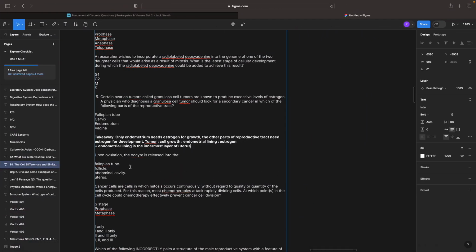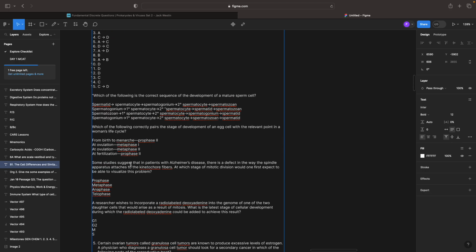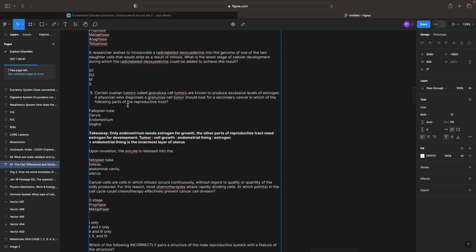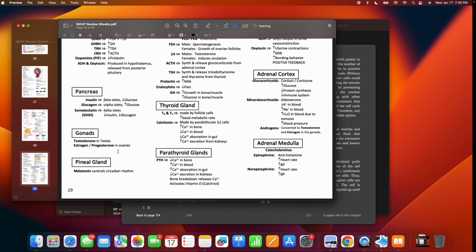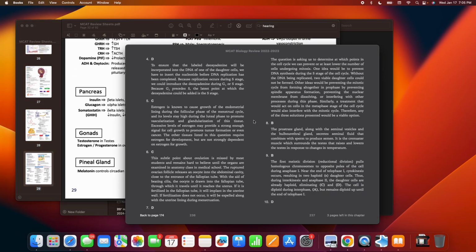Upon ovulation, the oocyte is released into the fallopian tube, I believe. So, we answered D, but it is C. Oh, it's in the abdominal cavity. That was kind of my guess too, but let's see. The subtle point about ovulation is missed by most students and remains hard to believe until the organs are examined in anatomy class in medical school. The ruptured ovarian follicle releases an oocyte into the abdominal cavity.